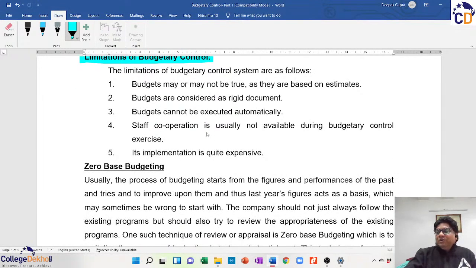So first of all, budgets are based on past performance, and you're anticipating the future based on past performance. But it may not always be true, because what has happened in the past in some cases may be a thing of the past, and that may not hold true in the future. So therefore, budgets may not be true because they are based on estimates.